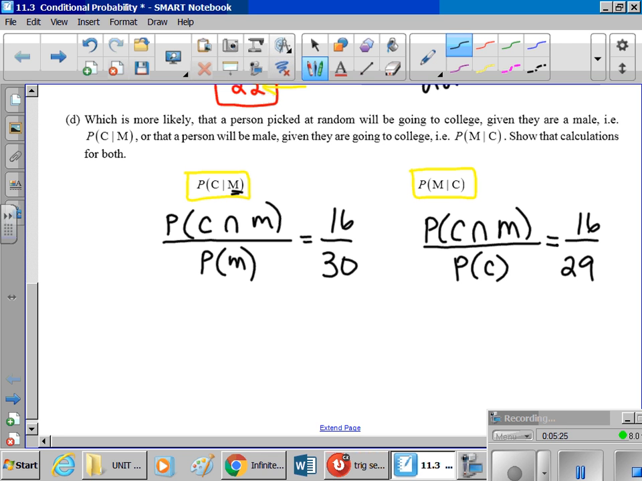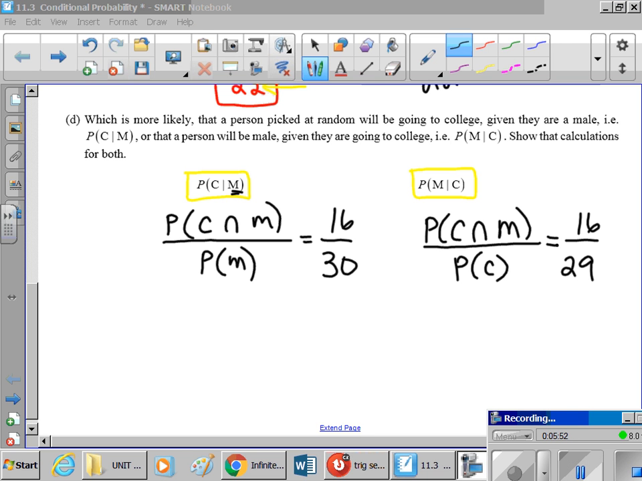Now, sometimes it's not easy to recognize which is the larger or smaller number. So that's where our calculator sometimes can come into play, because it's telling us which is more likely, one or the other. Show the calculations for both. There's a typo there.